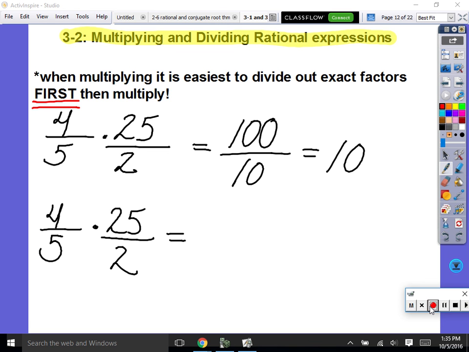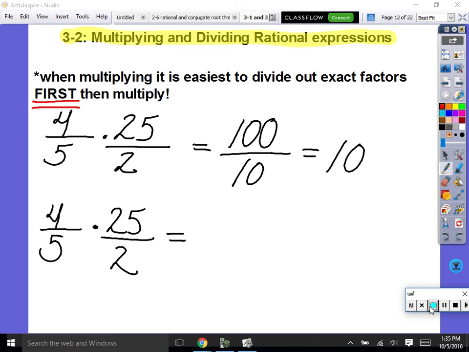That's it. Okay, so now we're going to talk about multiplying and dividing rational expressions. When multiplying fractions, don't we multiply straight across? Okay, now there's an easy way and a hard way to do this. So when multiplying fractions, it's easiest to first divide out exact factors, then multiply. Here's why. Everybody look at this example so it'll make sense.